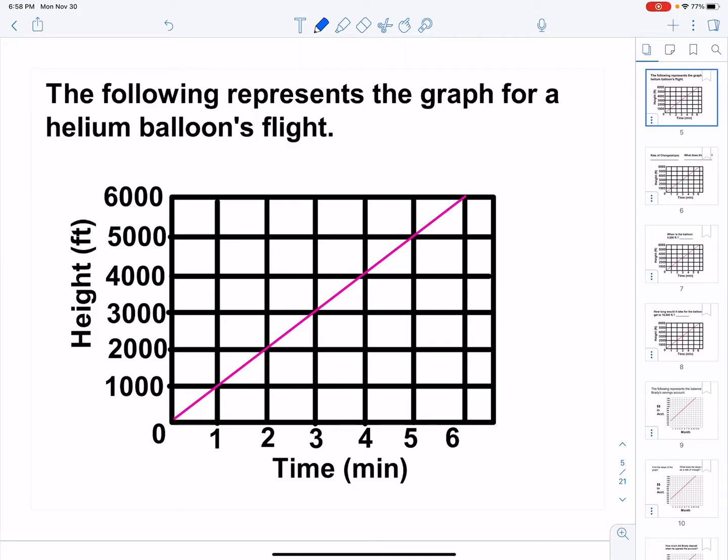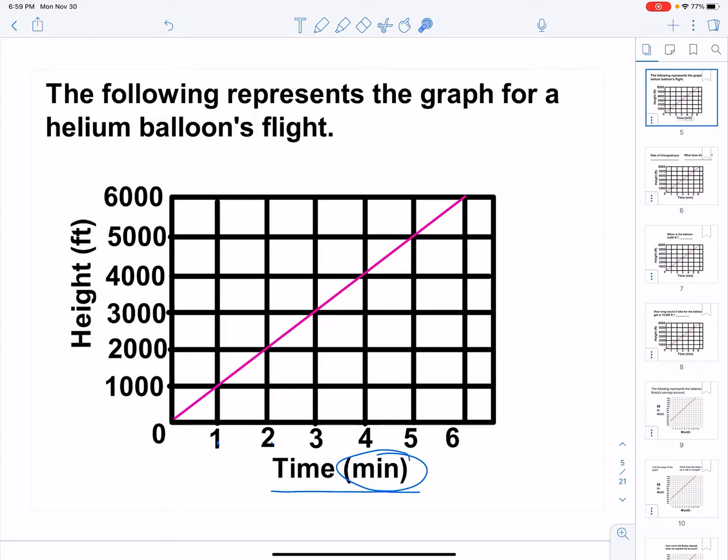First off, look at the axis labels. So our x-axis is labeled time, and the time is in minutes. So each one of these is referring to minutes. 1 minute, 2 minutes, 3 minutes, 4 minutes, 5 minutes, 6 minutes, and so on. Now, going up the left-hand side, the y-axis is our height in thousands of feet. So it's 1,000, 2,000, and so on and so forth.